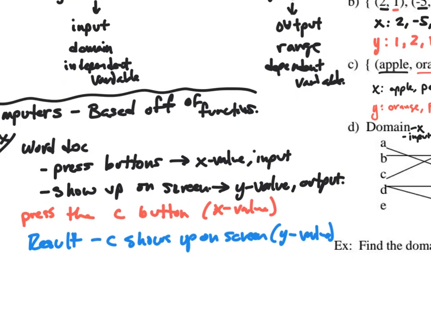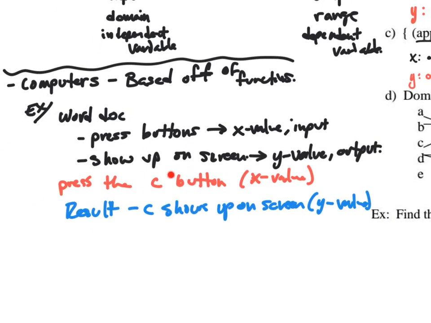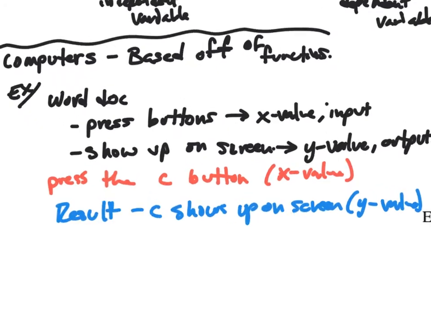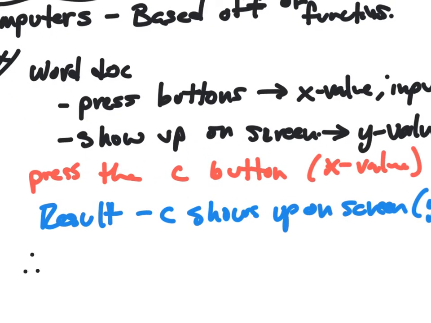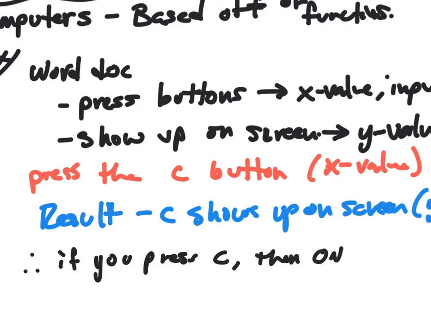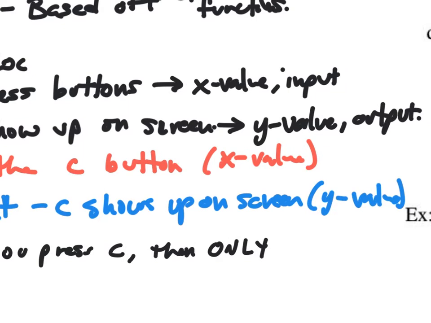Let's think about it. If you only press the C button, only one thing happens. So the conclusion that you need to draw from this, and this little symbol right here is used in higher level math classes, I just think of it as conclusion, is that if you press C, then only one thing happens, and only a C pops up on screen.